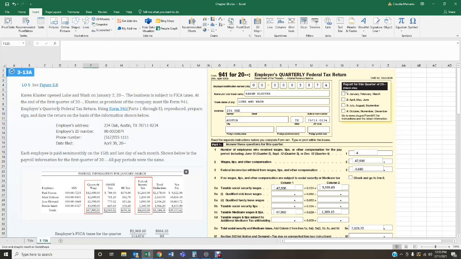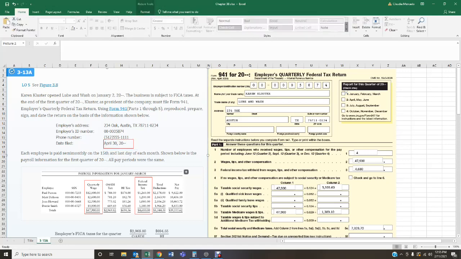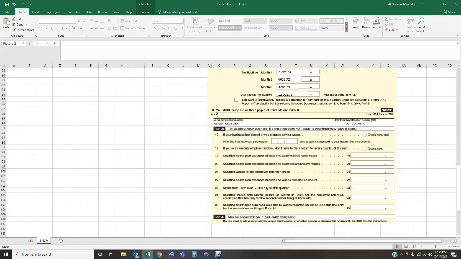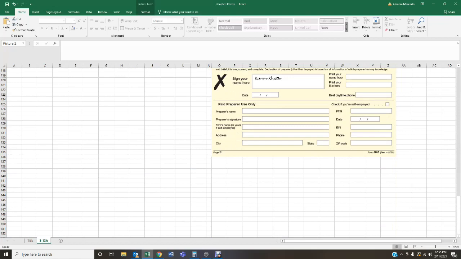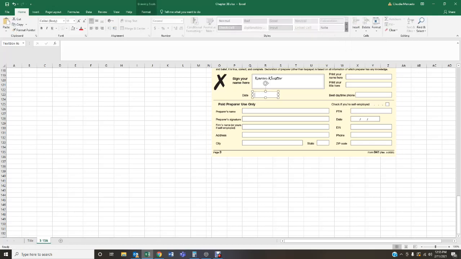So here we have the date that we filed, April the 30th. Okay, so we've got our form filled out, and then we put Karen's name. We're gonna put the date, which is 4/30. We're gonna put the date. The date is 4/30.